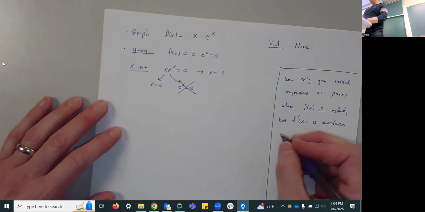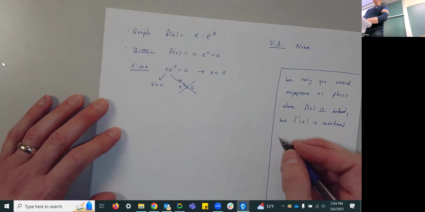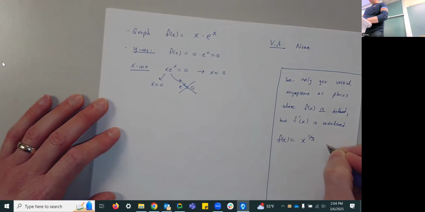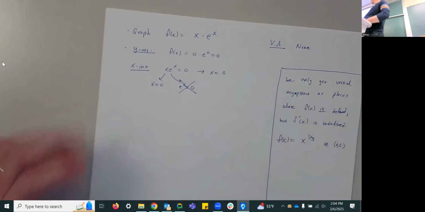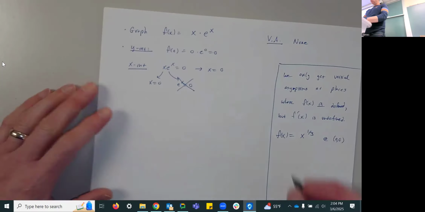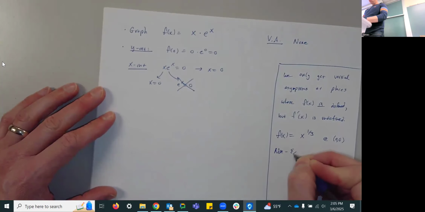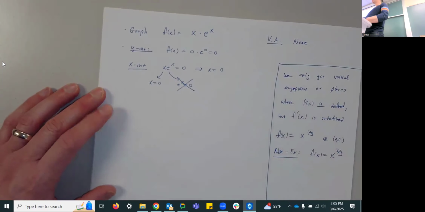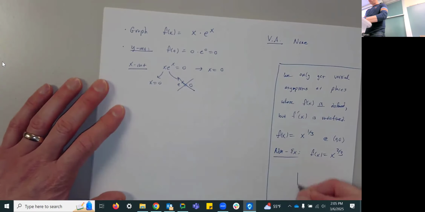And again, a great example is f of x equal to x to the 1/3. And the point is 0, 0. A non-example would be f of x equal to x to the 2/3. One of my favorites, what I call the bird function.